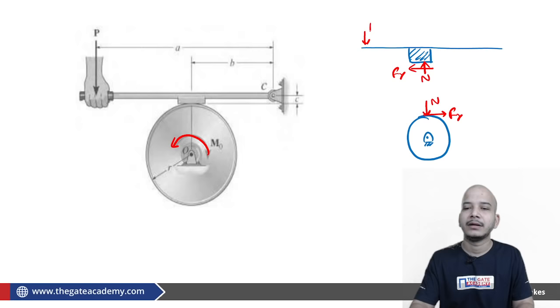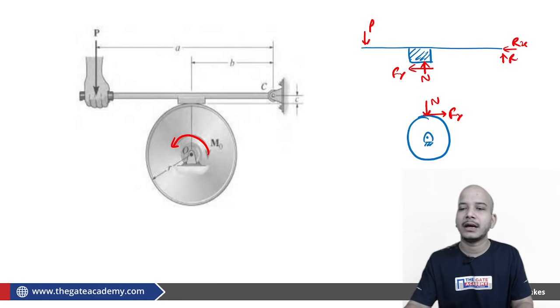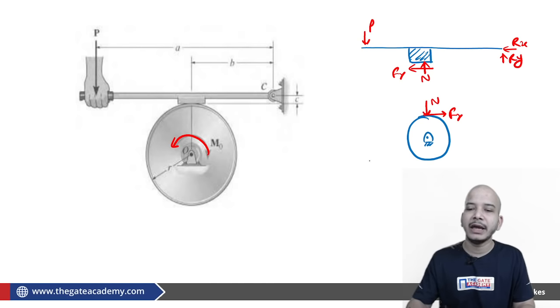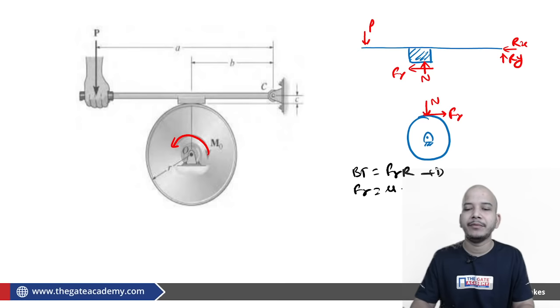Friction, P, Rx, Ry. Okay. Once again, braking torque same, Fr into R. Once again, Fr same, mu into N.